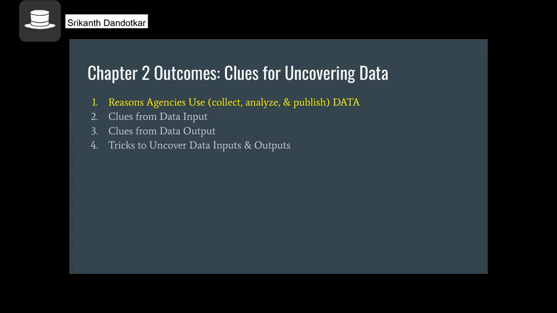Okay, chapter 2 is about clues for uncovering data. It's about identifying data. And we have 4 outcomes for this chapter. First, we'll talk about why agencies use data, analyze data, and publish data. Then we'll talk about clues from data input and clues from data output. Then we'll talk about some tricks and tips specific to uncovering data from these 2 sources. Let's talk about the first one first: the reasons why agencies collect, analyze, and publish data.